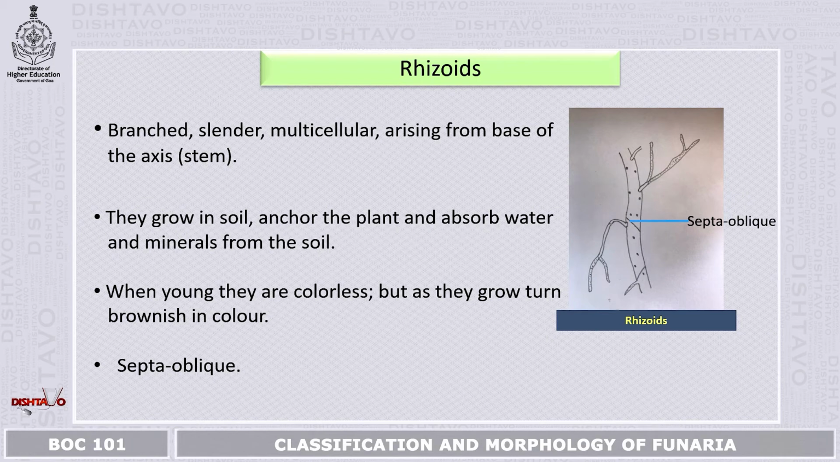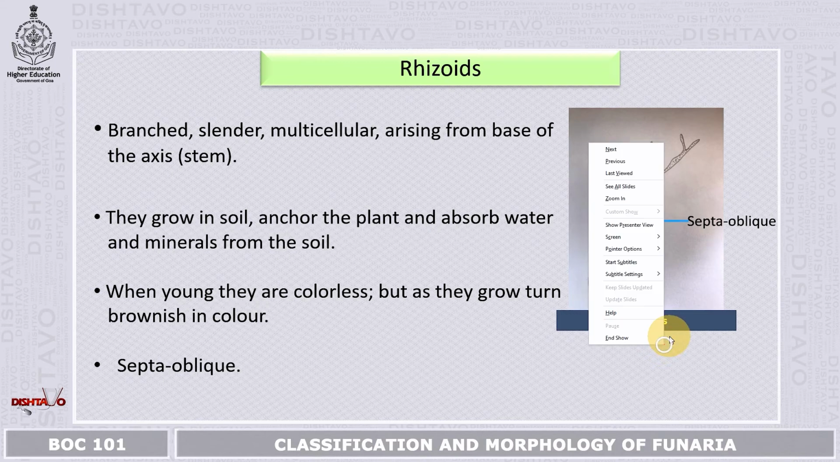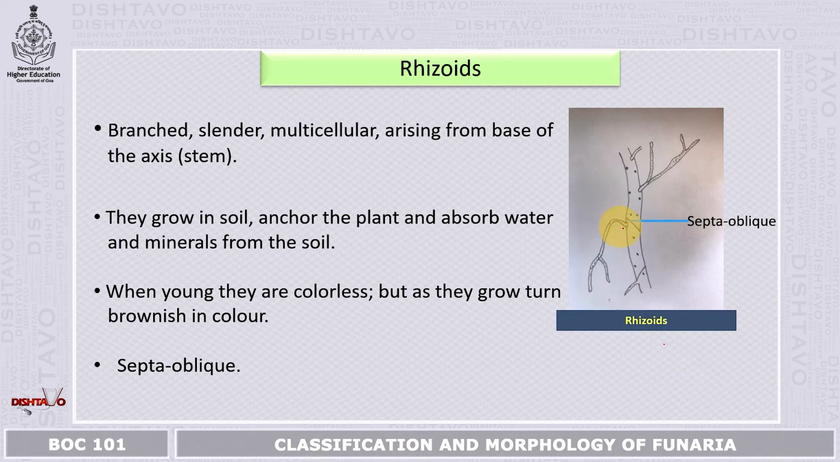Now when the roots are young, they are colorless, but as they grow they turn brownish in color. So initially they are colorless, and then once they start growing, they turn brownish. In this picture you can see the rhizoids, and here you have the septa. This is the septa, you can see. This septa is oblique, and what it does is make the compartments. So this is about the rhizoids.